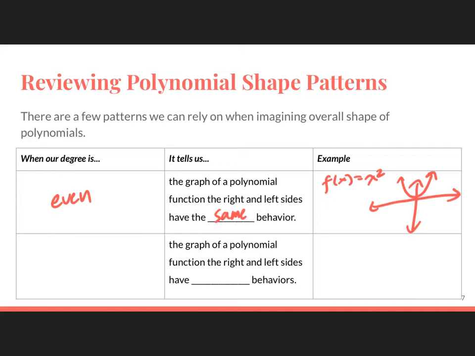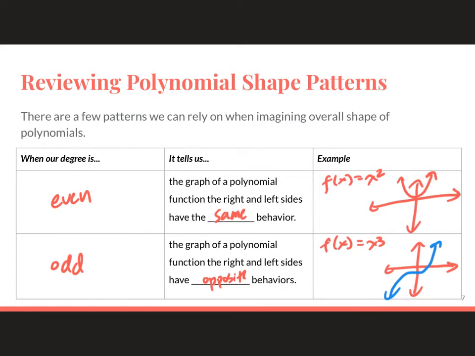Let's look at when our degree is odd. When our degree is odd, instead of the right and left sides having the same behavior, they're going to have opposite behaviors. Let's look at another classic example. If I have f of x equals x to the third power and I graph this on my xy plane, in a different color, it would look a little something like this.